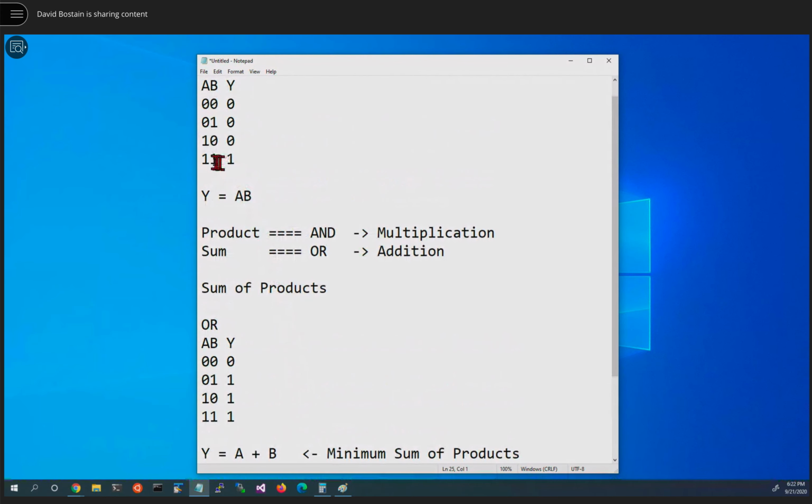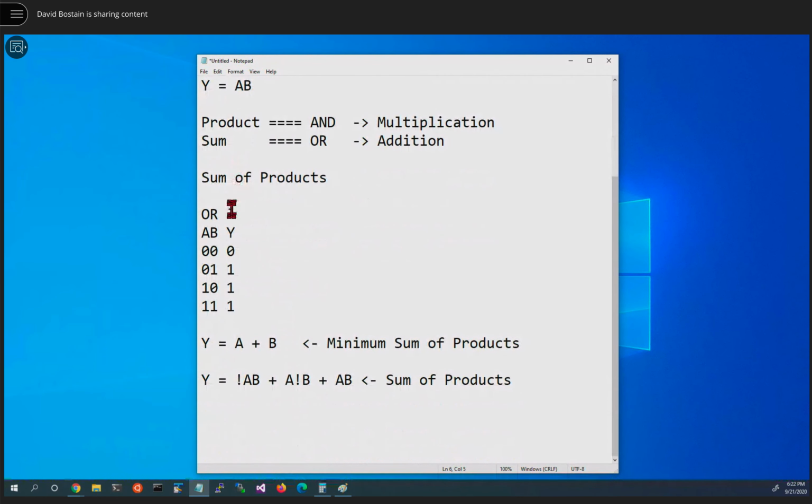First of all, if both of our inputs are true, the output is true. That's an AND. An OR says if either of the inputs or both are true, the output is true, which is just another way of saying if both the inputs are false, the output is false.